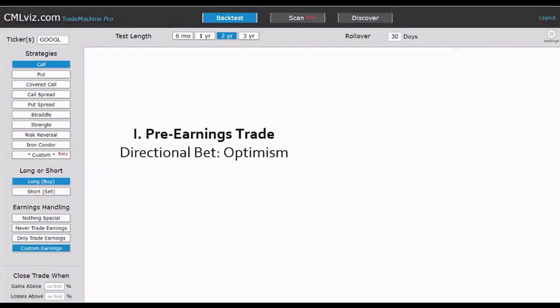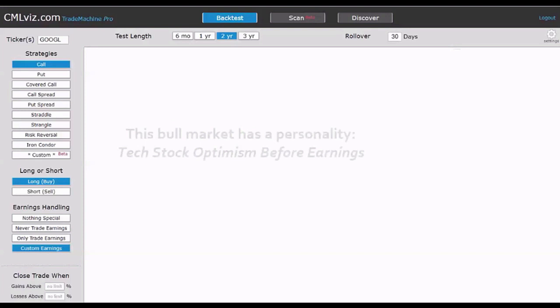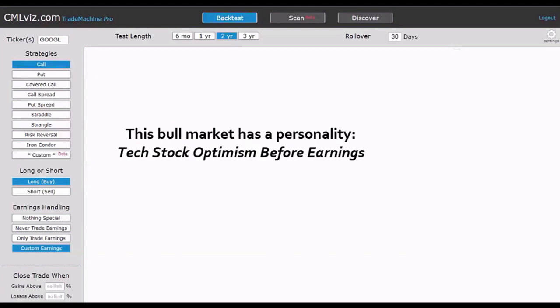So there's something here for everyone. So let's get started. We'll start with our first pre-earnings pattern. I call this a directional bet on optimism. One of the least recognized but most important phenomena surrounding this bull market is the amount of optimism that sets in the 2 weeks before earnings in the mega technology stocks. We're talking the FANG stocks. Now, this is totally irrespective of whether the stocks have a history of beating earnings. In fact, many of them don't. But in the 2 weeks before earnings, there is a massive momentum rally into the event.